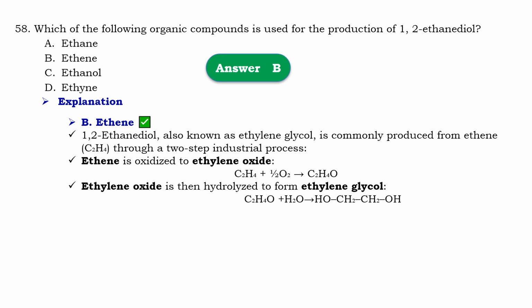So that should be B, ethene. 1,2-ethane diol, also known as ethylene glycol, is commonly produced from ethene through a 2-step industrial process.